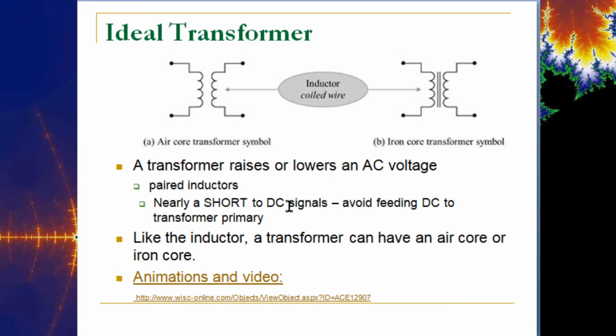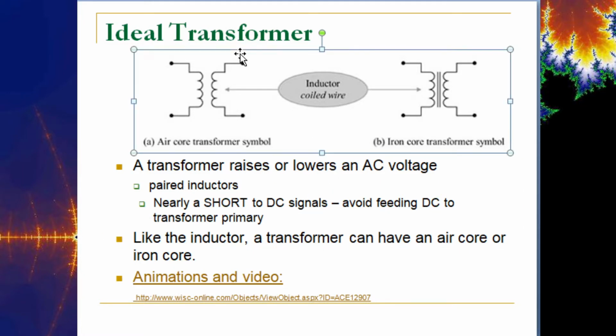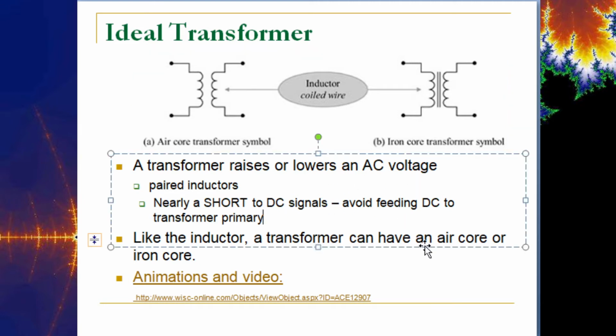So, an ideal transformer. It says a transformer in general raises or lowers an AC voltage. In my intro, I said that we can step a voltage up or step it down. Specifically, I'm talking about AC voltage. It says all you need is a pair of inductors, and it's nearly a short to DC signals, because you want that changing AC signal, because it's going to generate a voltage on this inductor here.